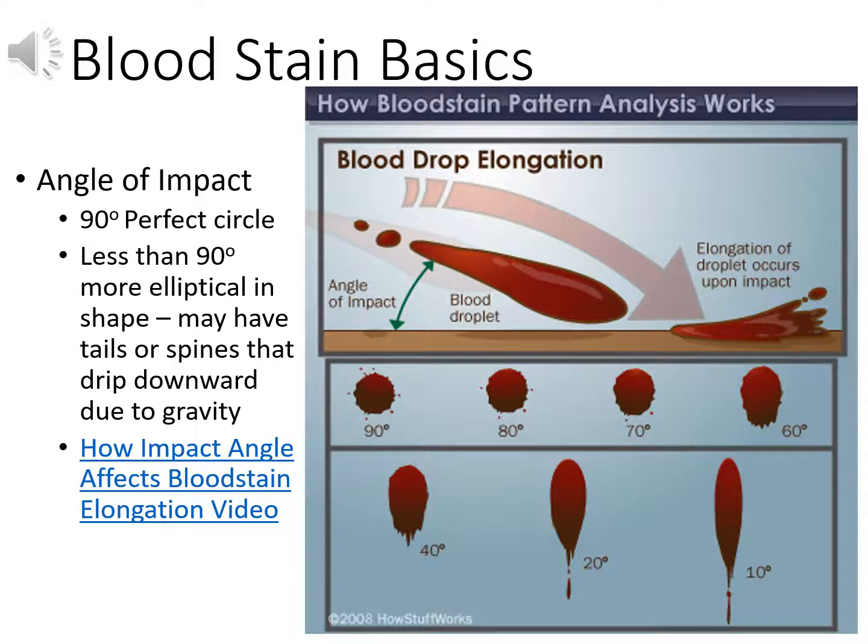But again, if you're at 90 degrees, we expect a very circular blood stain. If you're at a lower angle, we expect a more elliptical shape, and if you get down to a really low angle, then we're looking at, again, excessive tails and spines and such. So please do watch that other video and reach out if you still need more guidance.